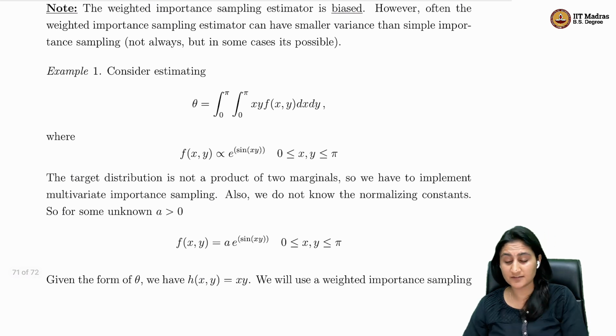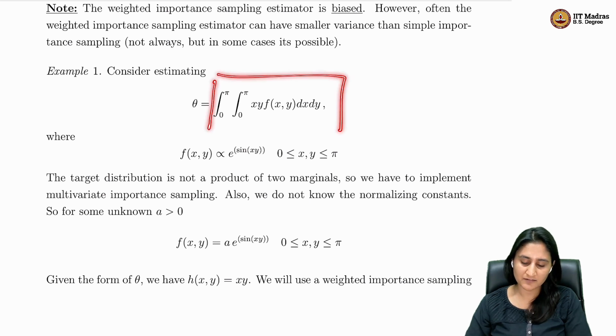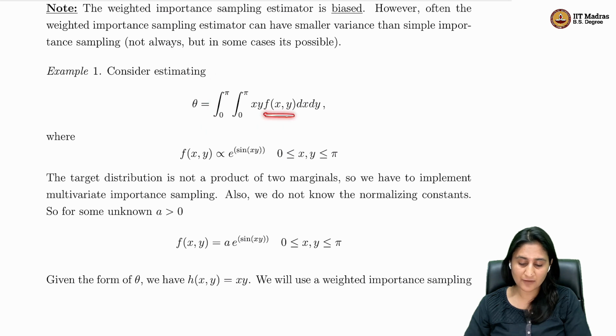This is a two-variate example, so it's a bidimensional example. Consider estimating the integral from 0 to pi of xy f of x comma y dx dy. Okay, so this is my integral. It looks fairly complicated, where particularly f of x comma y is e to the power sine xy, where x and y are both between 0 and pi.